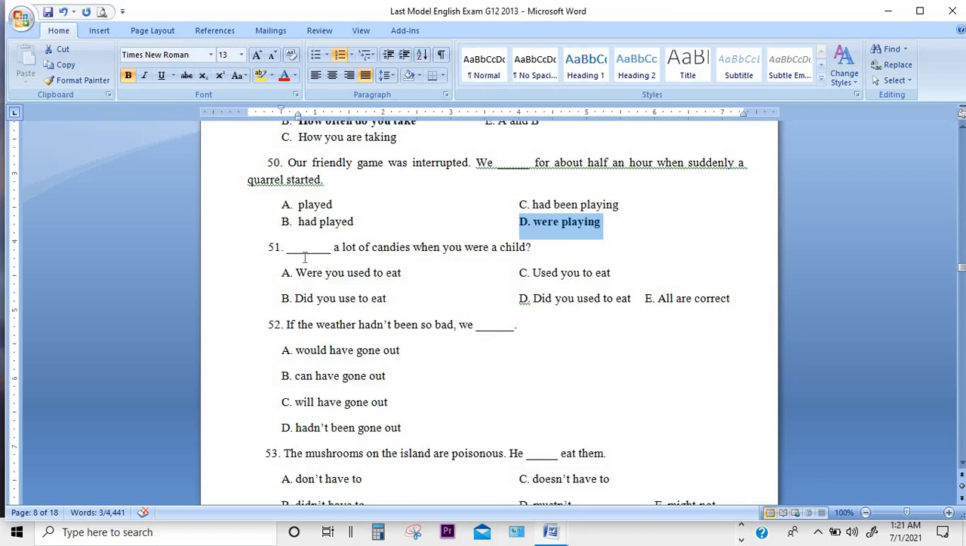51. Dash a lot of candies when you were a child. When you were a child. Okay, it's a question. And as you can see, when you were a child shows a past action, but habits. Okay, past habits. So it is a past habit, therefore if it is a past habit, we use used to.